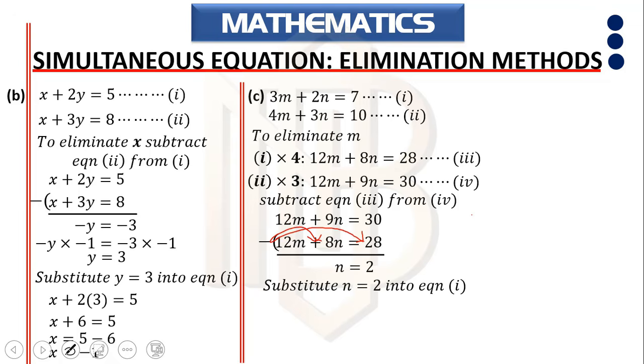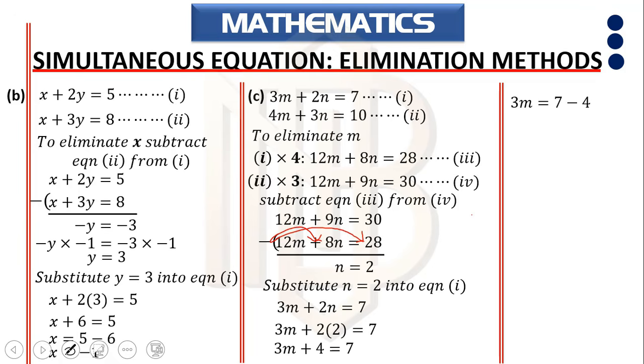So then we can substitute n equals 2 into either equation 1 or 2. If you like, you can use equation 3 or 4, or just use 1 or 2. Because those are the basic equations, in this case I choose 1. So we have 3m plus, in place of n, you have 2 there. That means 3m plus 4 equals 7, and we can solve further. 3m equals 3, and dividing both sides by 3, our m equals 1. So we have n equals 2 and m equals 1 as our answer.